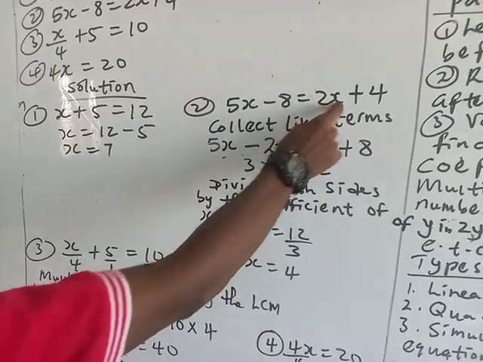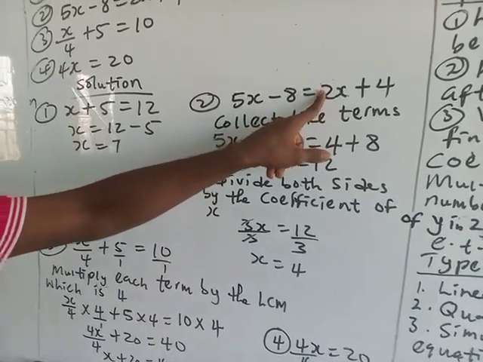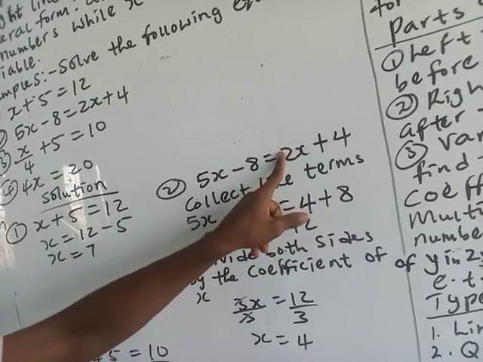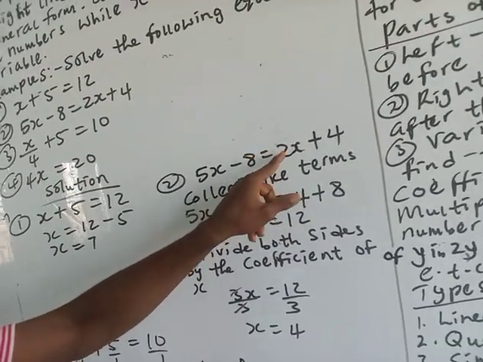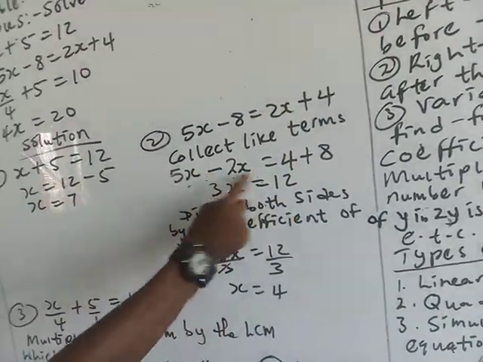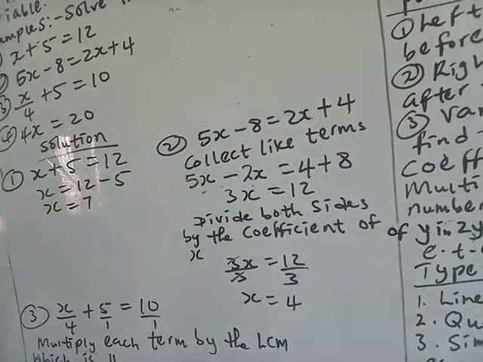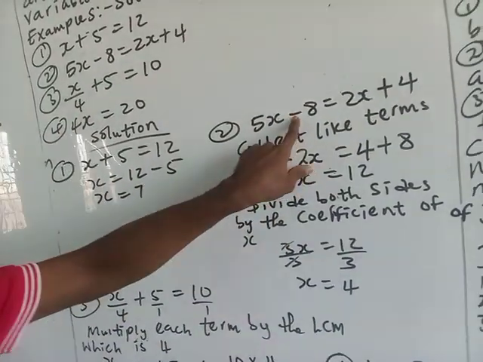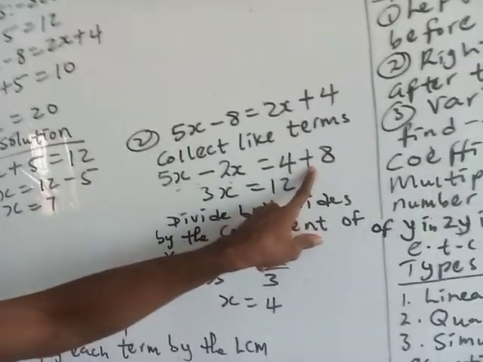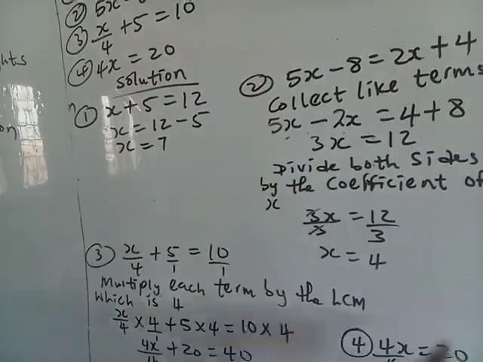So what do you do? You take 2x to this side, and remember that 2x is plus. Remember the sign rule: if there is no sign on a number, that number is positive. So this 2x that is plus, if it crosses to the other side of the equal sign, it becomes minus. So 5x minus 2x will now give you 3x. Then what about this 8? It is minus here, and if it crosses the equal sign to the other side, it becomes positive. That's why I have plus 8. So 4 plus 8 gives 12.